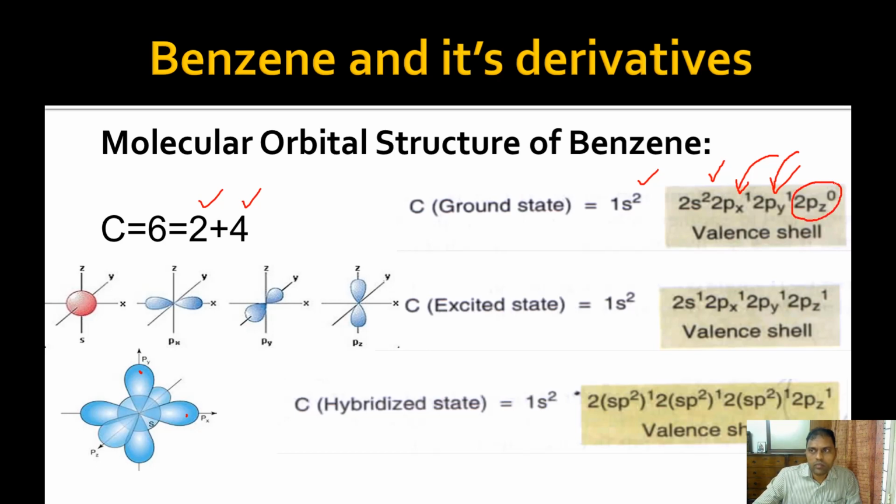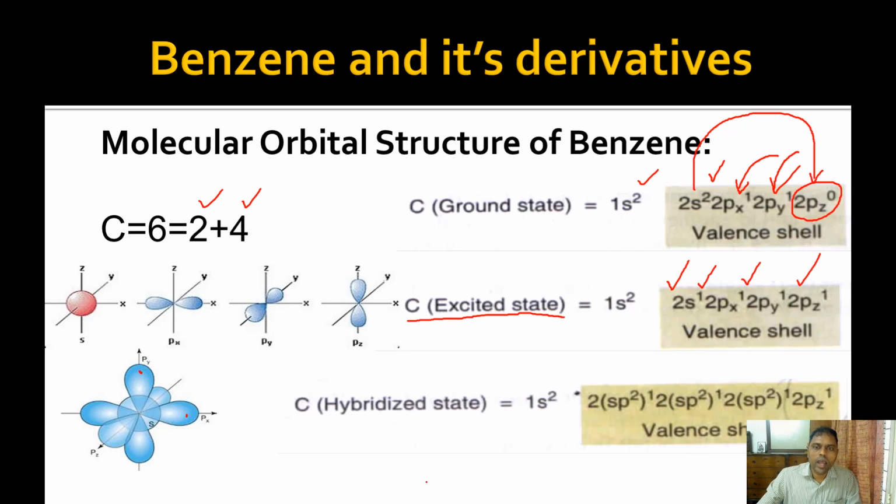Now, whenever it is going to form a bond, what will happen? Carbon goes to excited state. Now, one electron from the 2s orbital gets transferred to 2pz. Now you can see all of these, 2s, 2px, 2py, and 2pz, are going to have 1 electron each, right?